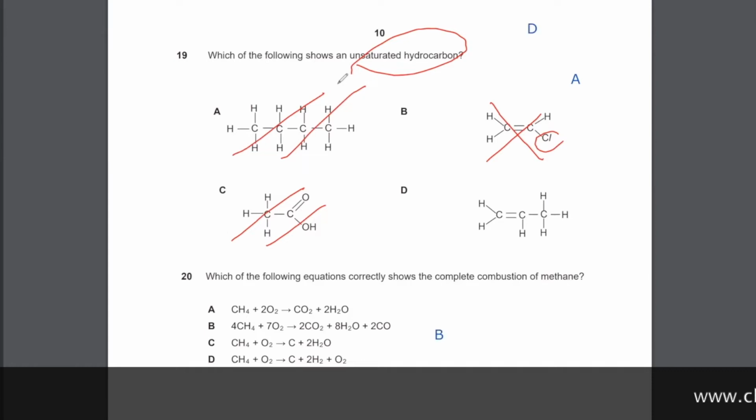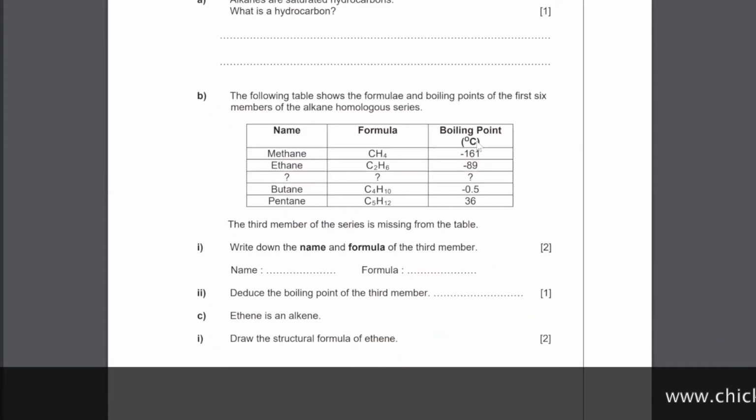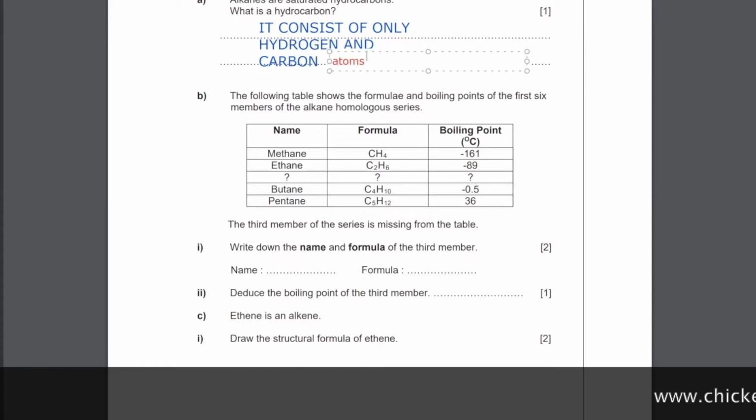Okay, next one. Complete combustion. These two words, complete combustion, is like this: the compound plus oxygen gives carbon dioxide and water, that's the only product. Complete combustion means only carbon dioxide and water. Yes. Okay. I gave you the answer for 7A just now. Hydrocarbon is a compound that contains carbon and hydrogen atoms only. Yes. Okay, done. That one is correct.